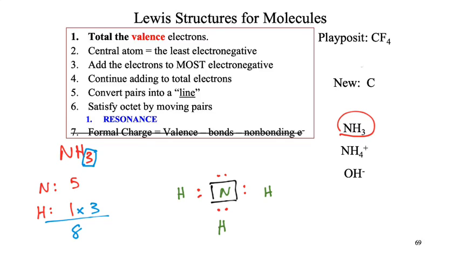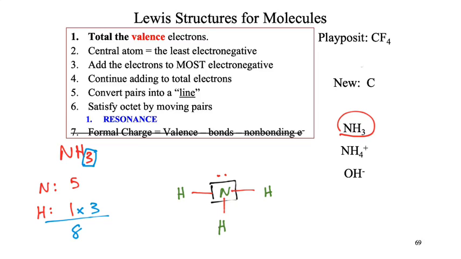I represent that sharing by turning that into a line. Sitting in front of me, knows you don't have any food, here's a line. Sitting to the other side of me, there's a line. Okay? Satisfy octets. I need to make sure every atom has 8 electrons around it. When I look at nitrogen, the line represents 2 electrons. So 2, 4, 6, 8.